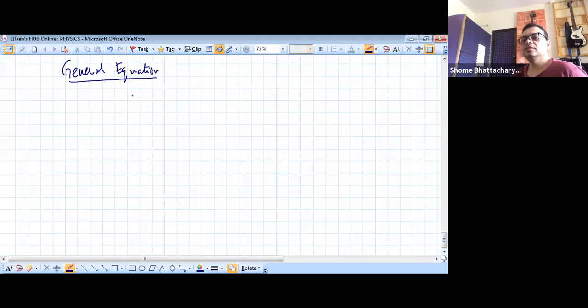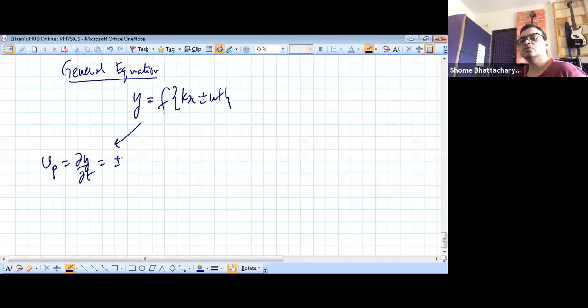Okay, now coming back to the general equation, we have y is equal to some function of kx plus or minus omega t, which is twice differentiable. Now in this, one more thing we saw: particle velocity, del y by del t, becomes plus or minus omega f prime of (kx plus minus omega t), and particle acceleration, del 2y by del t square, becomes omega square f double prime of (kx plus minus omega t).